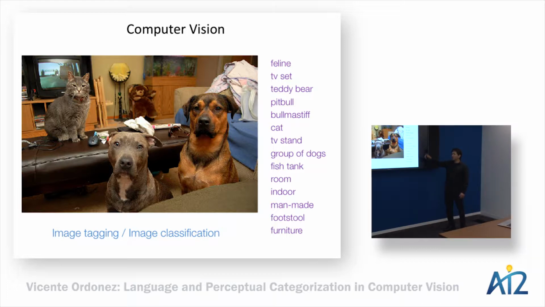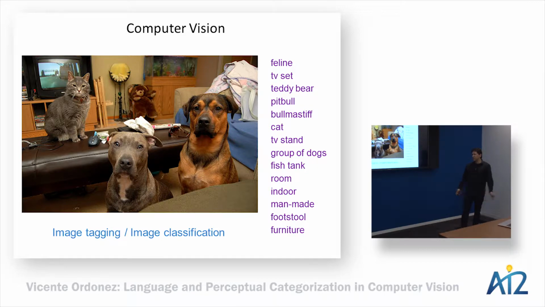And these are some of the keywords that are used in some of the computer vision systems. You would have things like TV stand, there is a TV stand right there, or fish tank, there is a fish tank in the background. There's also a pit bull here, and there's a feline or a cat. And these are all things that we often think of as image tagging or image classification.